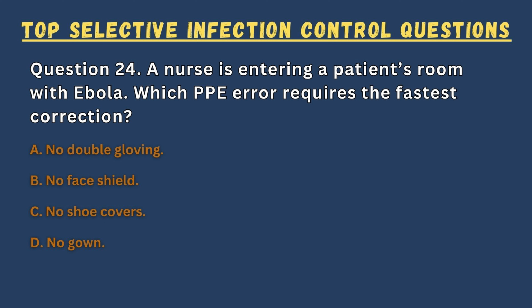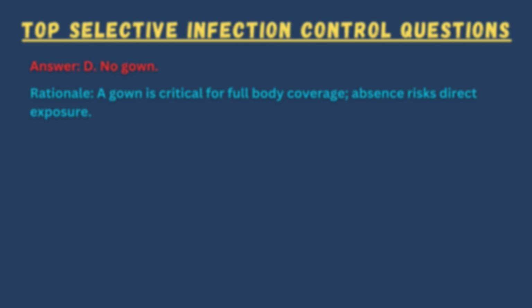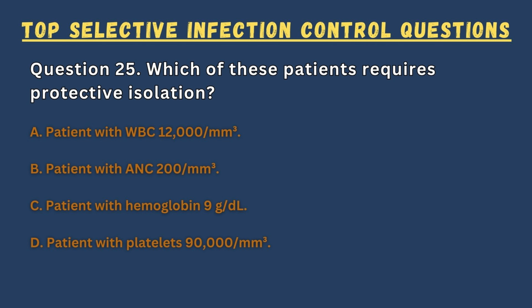A. No double gloving. B. No face shield. C. No shoe covers. D. No gown. Answer: D. No gown. Rationale: a gown is critical for full body coverage. Absence risks direct exposure. Question 25. Which of these patients requires protective isolation? A. Patient with WBC 12,000 per cubic millimeter. B. Patient with ANC 200 per cubic millimeter.